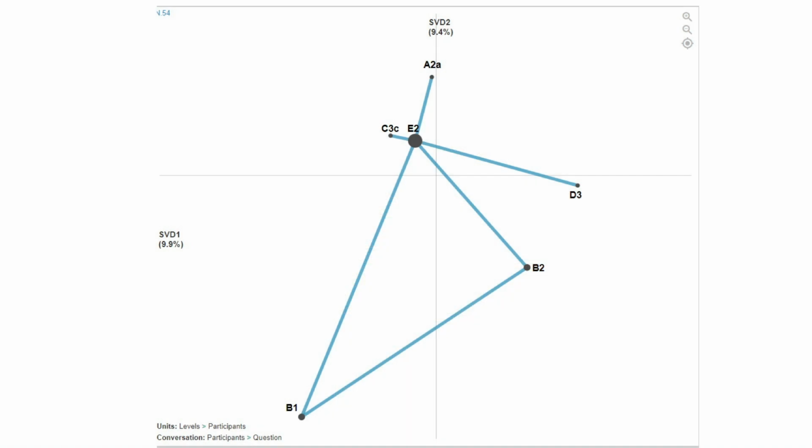So this is a novice graph. We can see few ideas. We can see that B1 is connected to B2, which means that engineers build and design, and that's connected to the largest thought of E2, which is that they do it through asking questions.